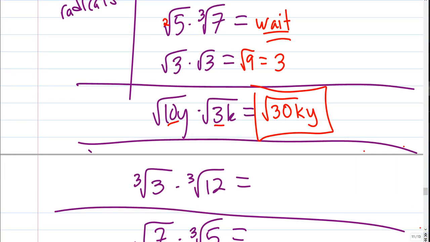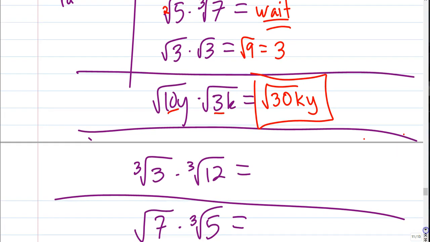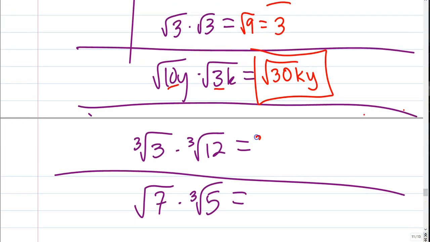This also works if I have a third root. So the third root of 3 times the third root of 12 would be the third root of 36. Now, I don't know if we're done on this one. Because if it can be simplified, we need to simplify it. So we need to check. 36 is 6 times 6. That would be 2 times 3 times 2 times 3.